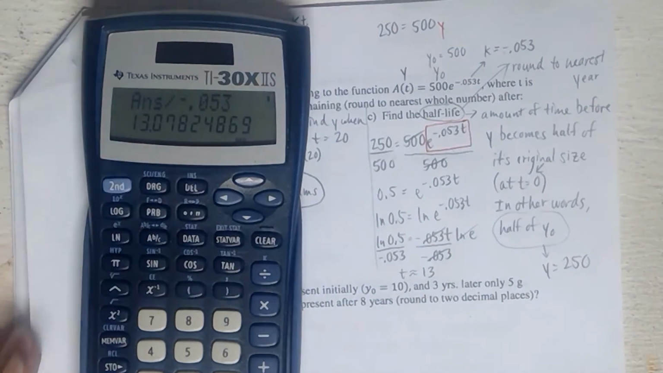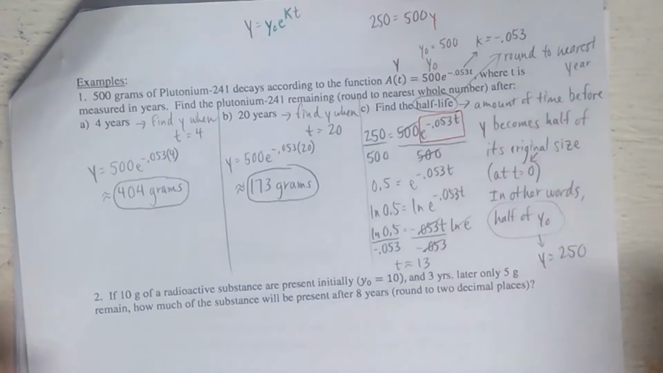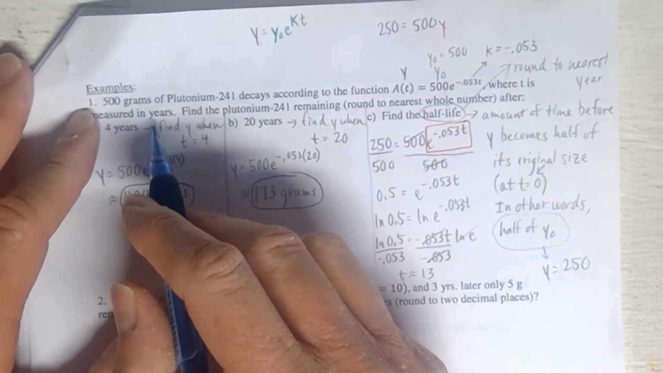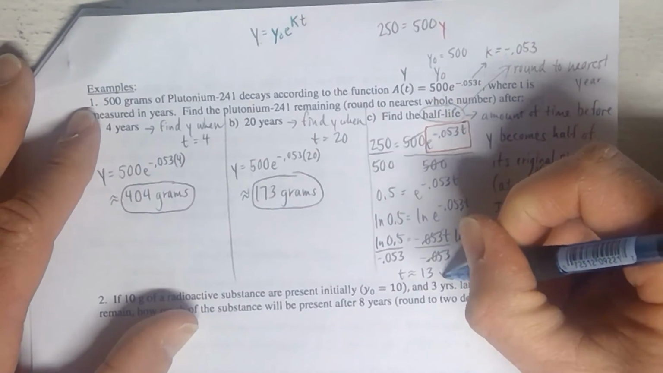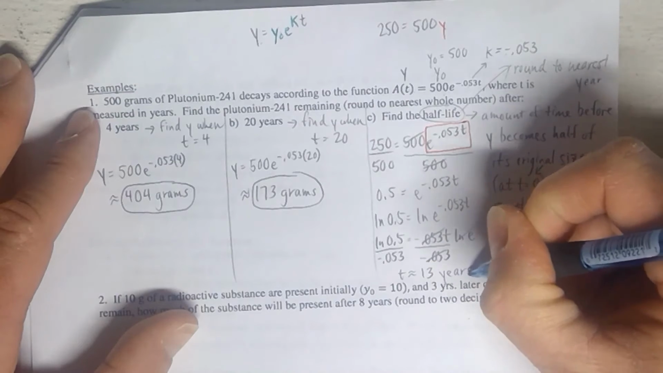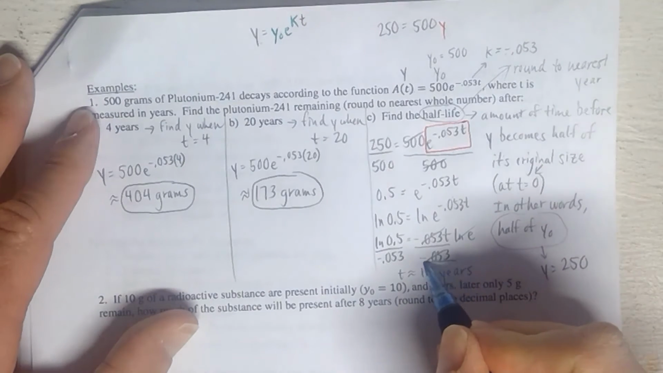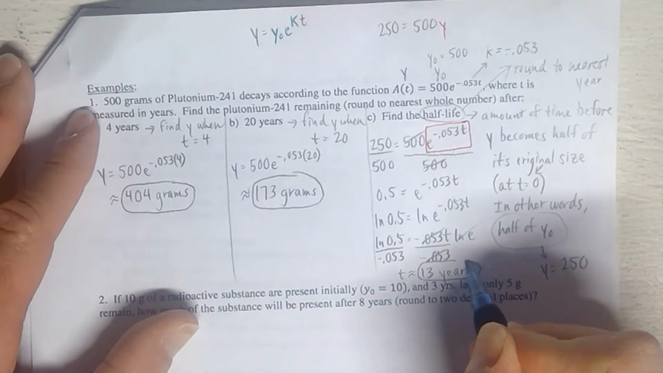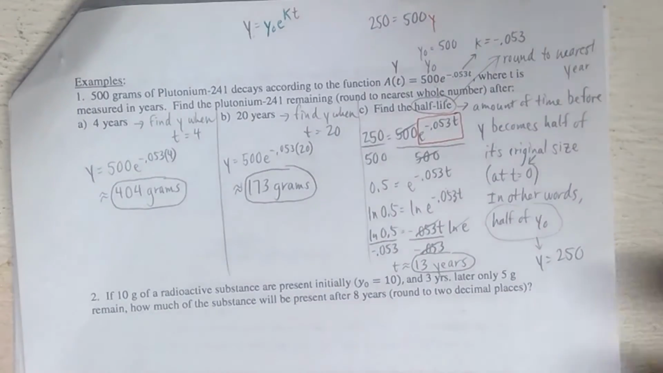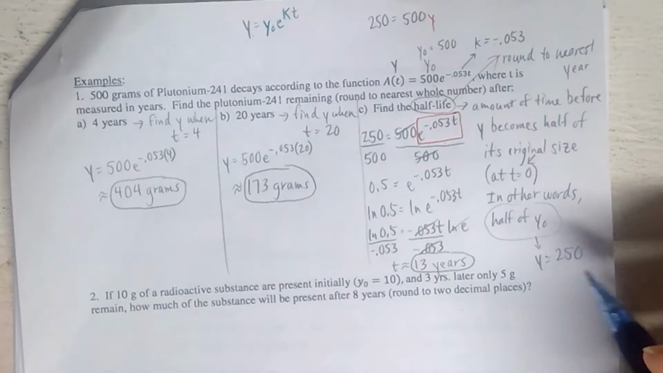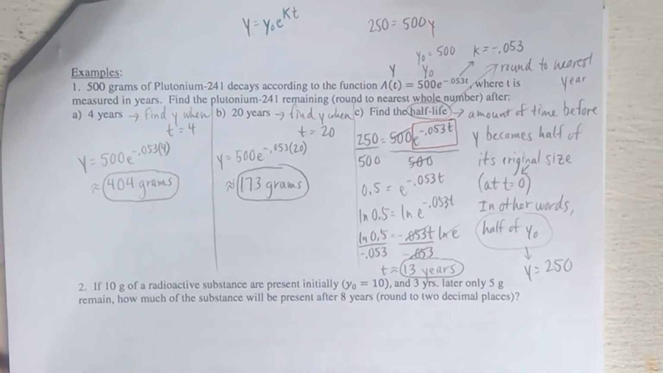13 what, though? Remember, t is measured in years in this problem. And so again, we've got to put our measurement in there. Don't just say 13. The half-life, in other words, the amount of time it takes to go down to half of its original size, is 13 years.